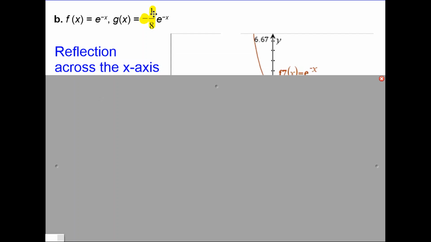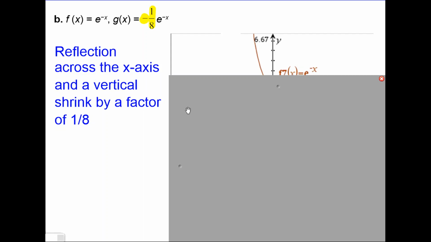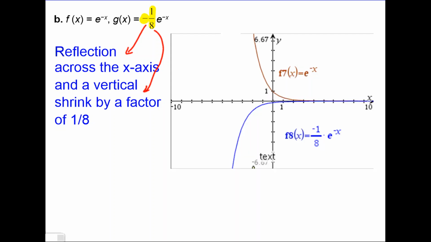The 1/8 is also out front, so it's a vertical. It's between 0 and 1, so it is a vertical shrink by a factor of 1/8. So right here, your negative goes to your reflection. Your 1/8 tells us about the vertical shrink. And here are your graphs. Right here is my f of x, and the blue is the g of x.